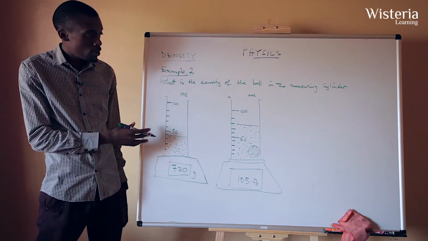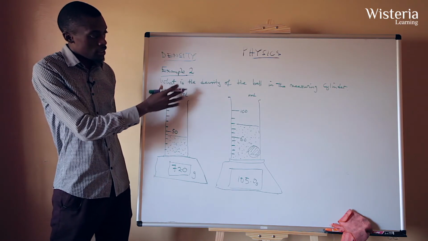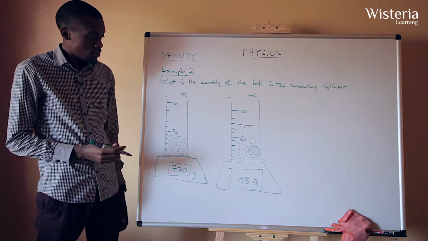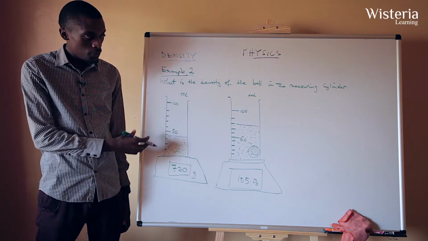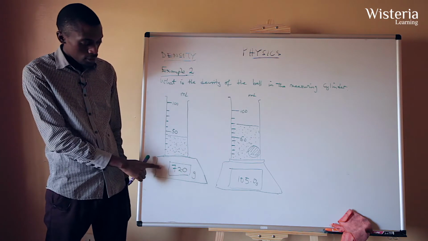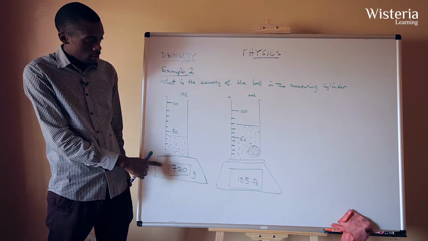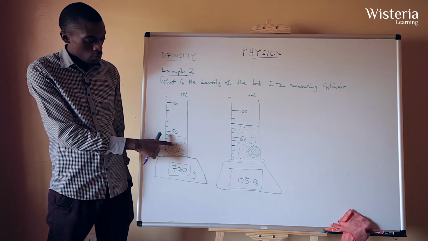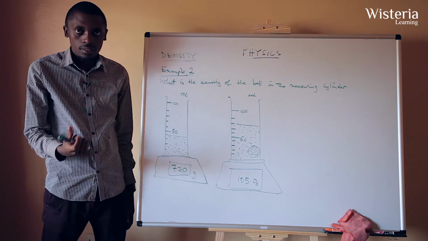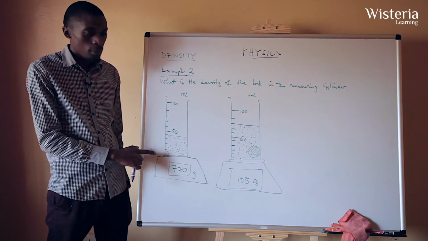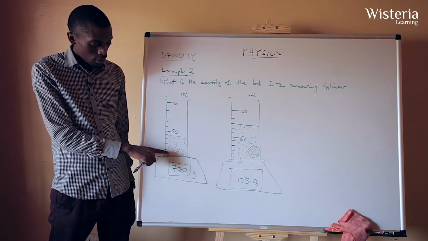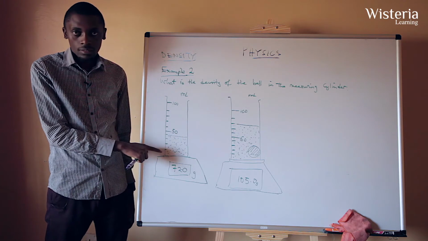In this example, we are told to calculate the density of the ball that is in the measuring cylinder. We can discuss a few things before we go on to calculate the density of the ball. In this scenario, we are given an electronic balance, and there's a measuring cylinder with water in the measuring cylinder. An electronic balance is an instrument used to determine the mass. So in this case, we are determining the mass of water and the mass of the measuring cylinder.